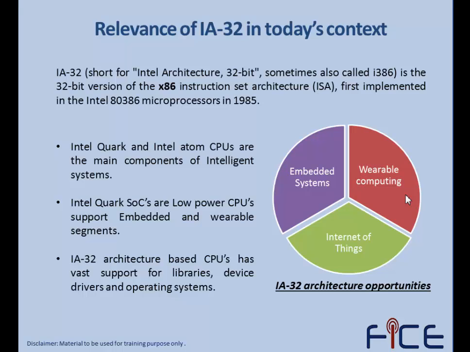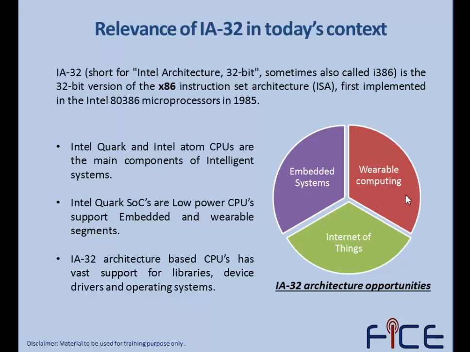Most of you are familiar with the 8086 instruction set, which is mostly a 16-bit 8086 processor platform. But when I say IA32, there is a very clear distinction. It is a 32-bit version of the same 8086 instruction set architecture. We generally call it the ISA, instruction set architecture. And in 1985, it was first implemented in Intel 80386 microprocessors.